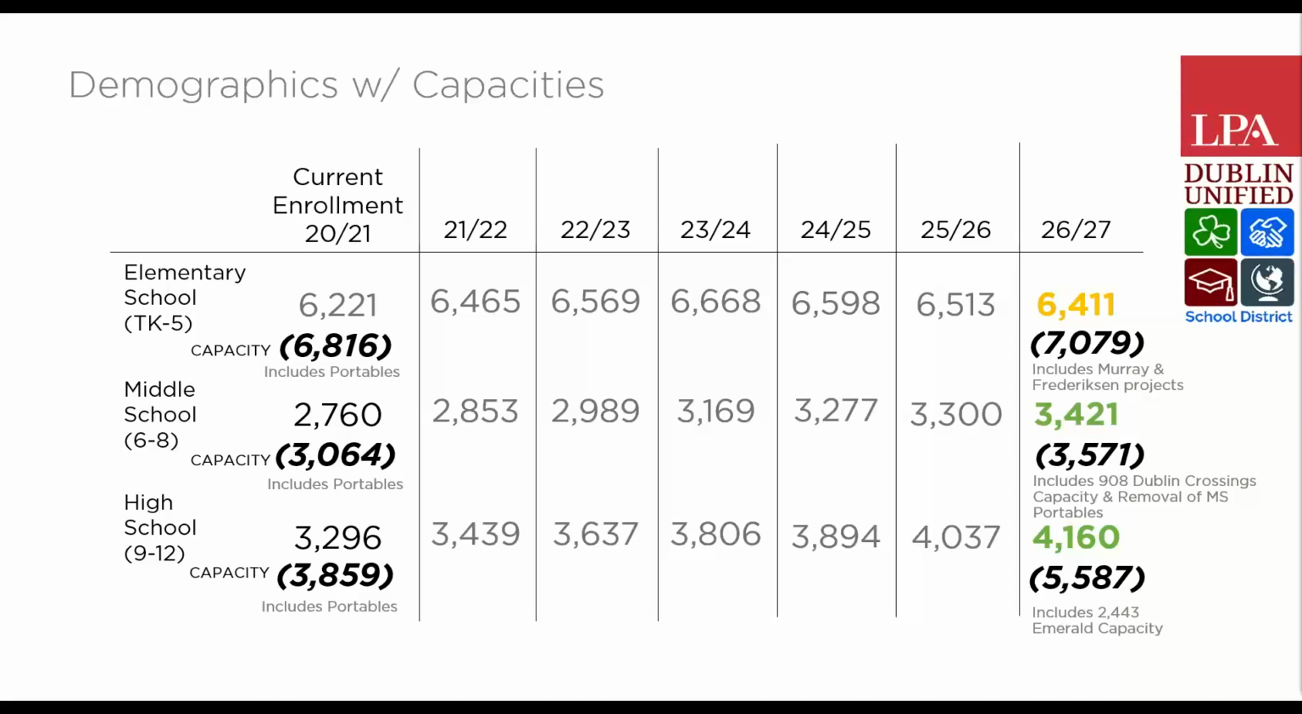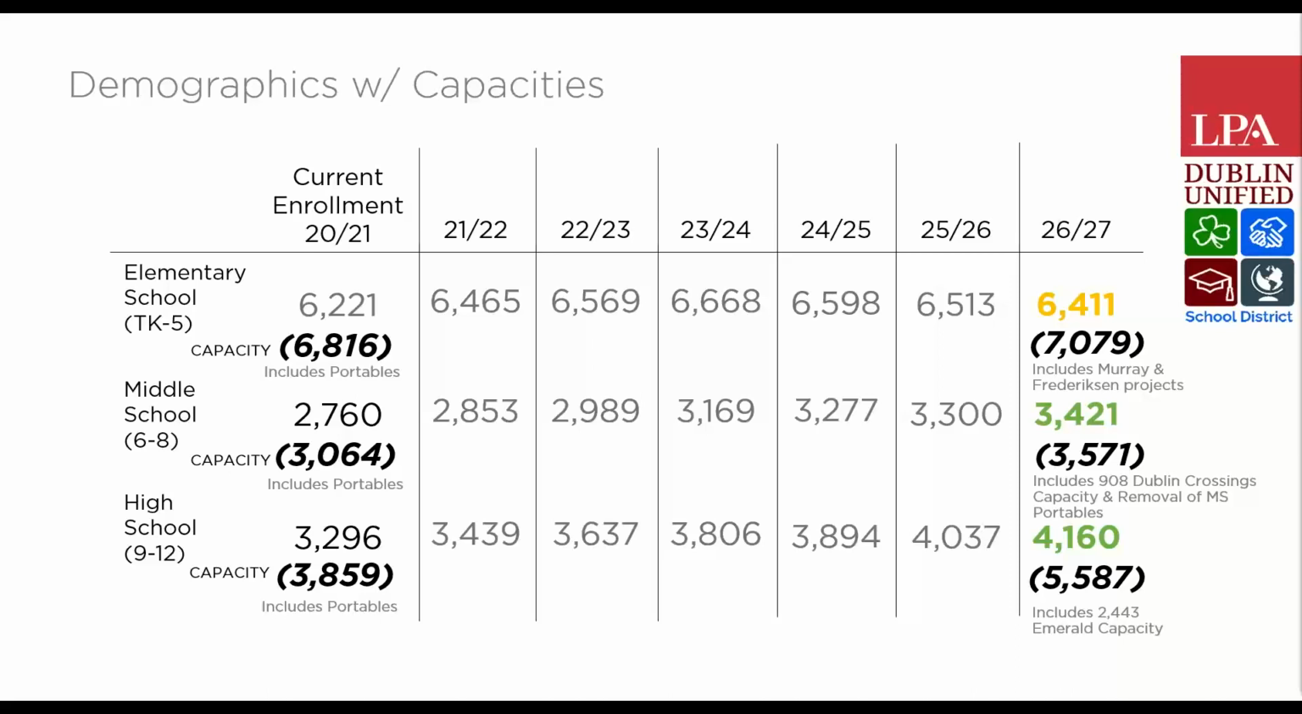Now moving to 26, 27, you see that the elementary school enrollment will be about 6,400, and the district will have a capacity for elementary school of about 7,000. And this includes the Murray and Frederickson projects that are currently in the works. In terms of middle school, the capacity including about 900 a student build out for Dublin crossings, which is still up in the air. That's not a decision that has been made, but just for comparison purposes, would be at about 3,600, and this also includes the removal of the middle school portables.